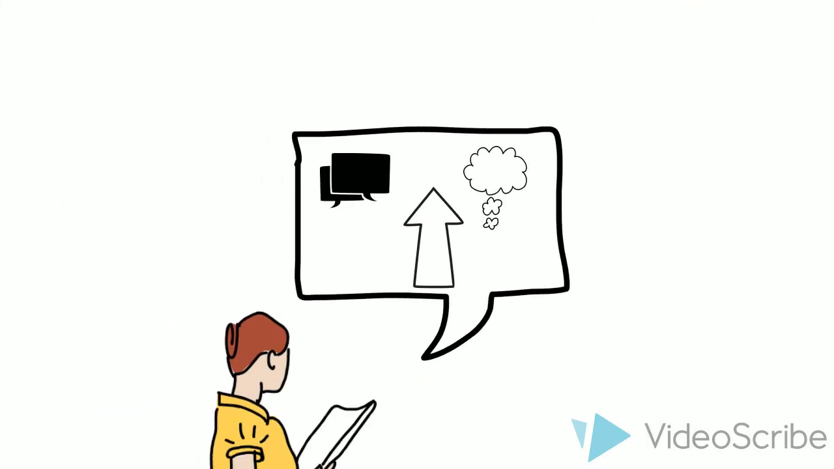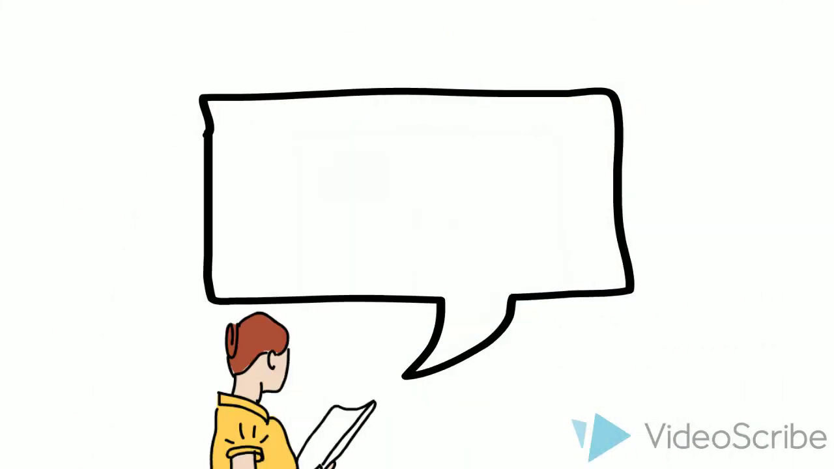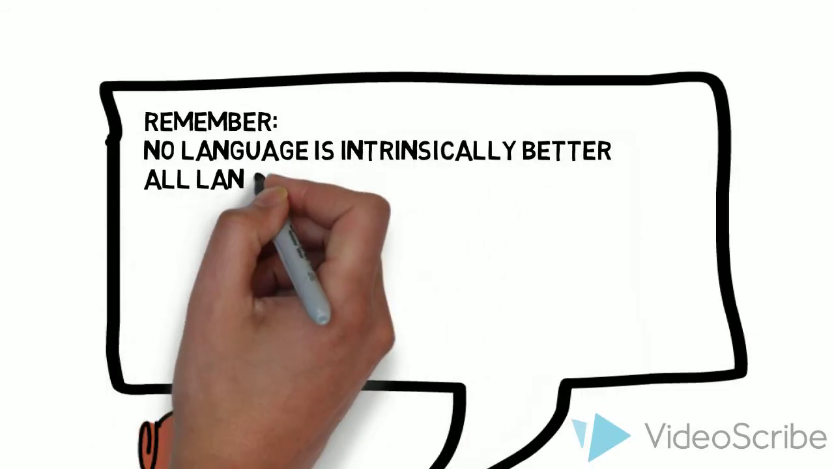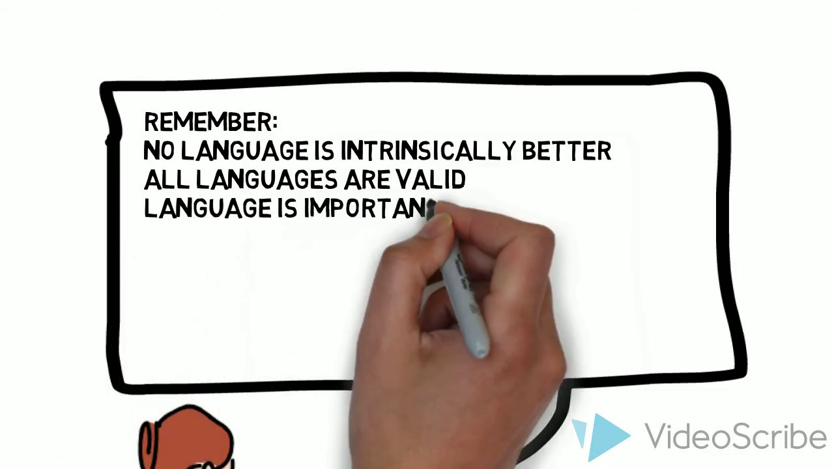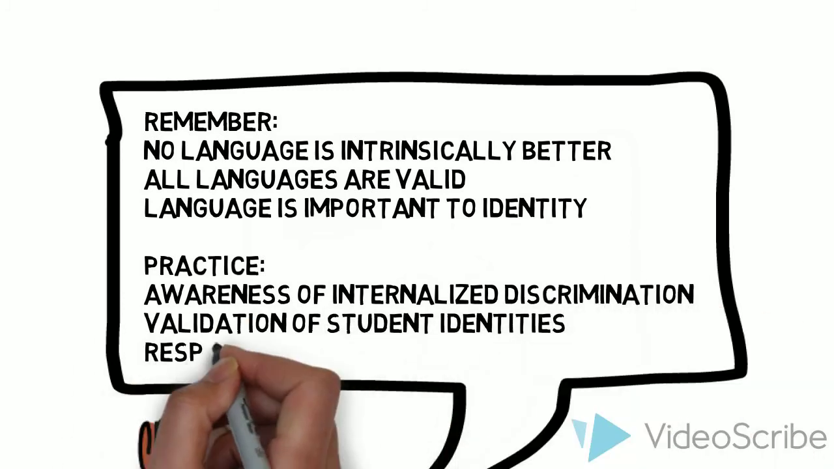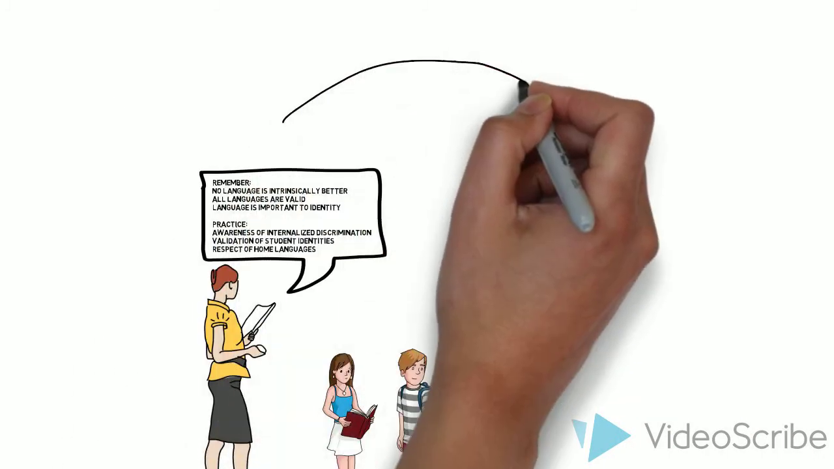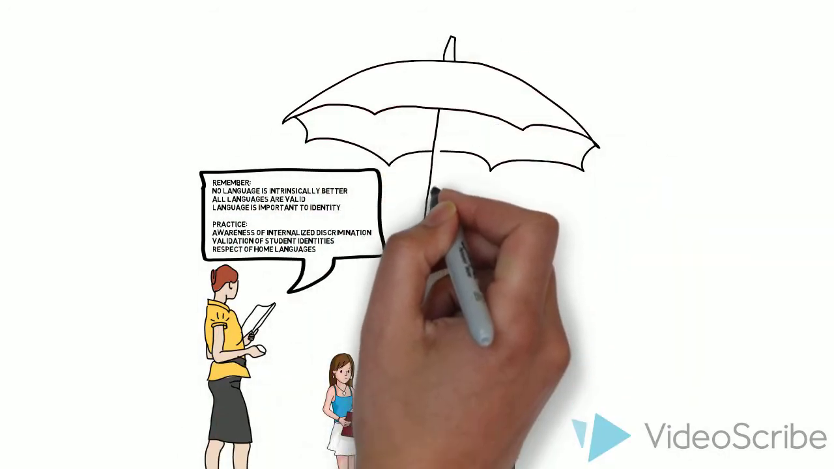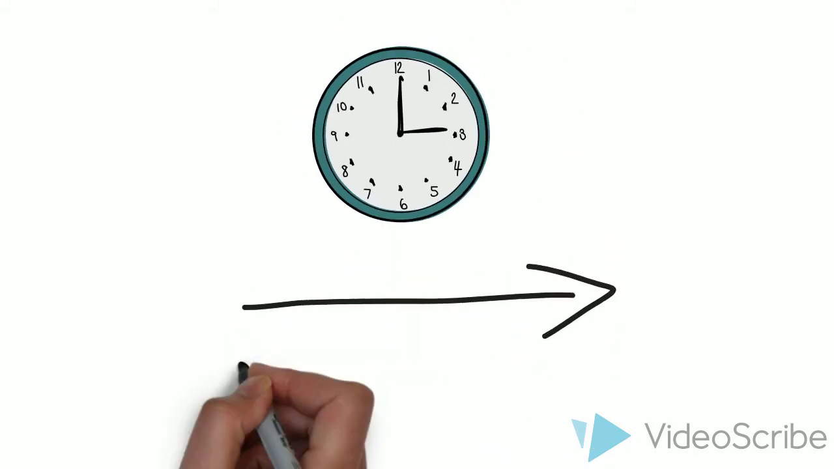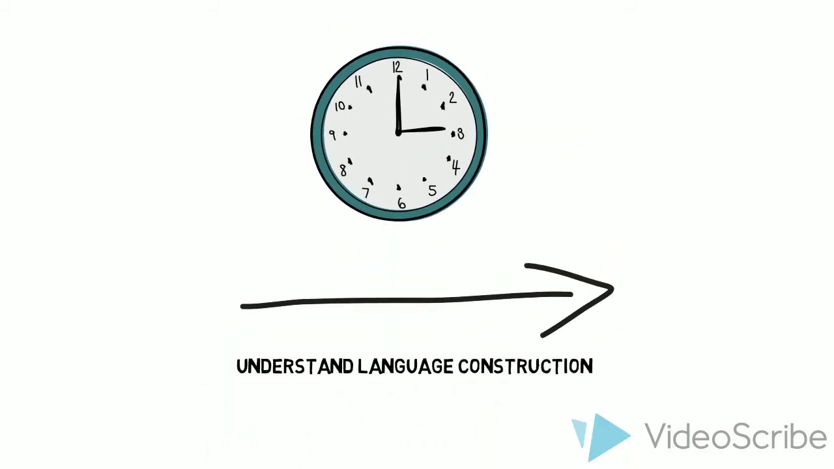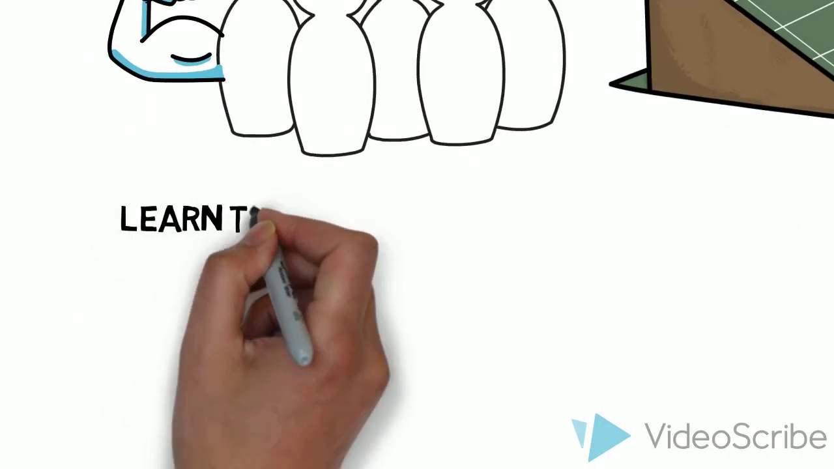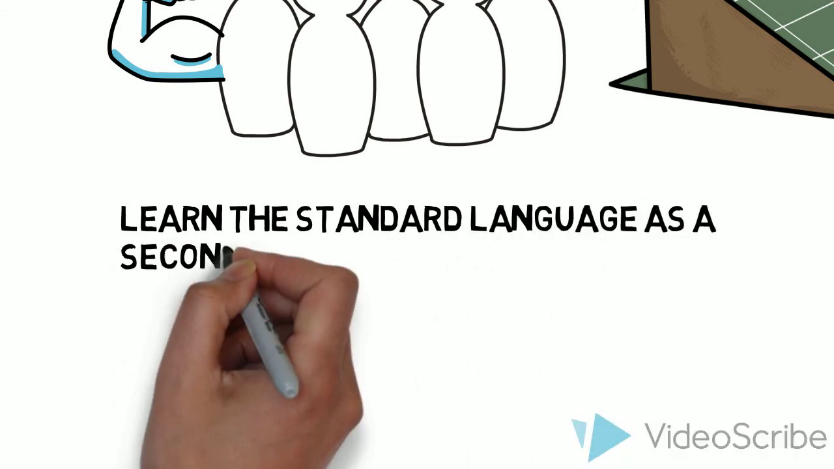Teachers should be aware that the standard language is not intrinsically better, and that language is very important to people's identities. Teachers should acknowledge internalized notions about language that may lead to discrimination and work to validate students' identities by respecting their home languages. If possible, teachers may want to consider talking to their schools in order to make the language curriculum more inclusive. A program that has been created and tested called Skills teaches about the construction of language and non-standard varieties. It also teaches SAE as a second language instead of a superior version of the non-standard languages.